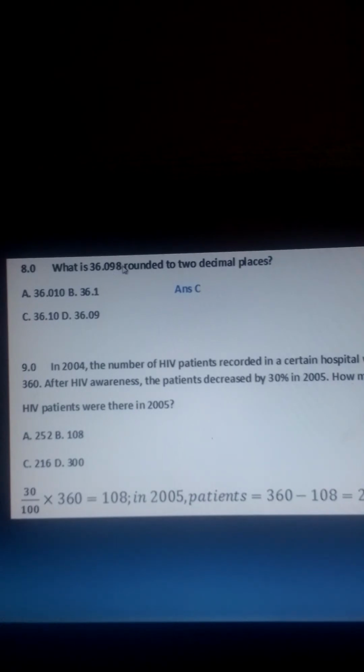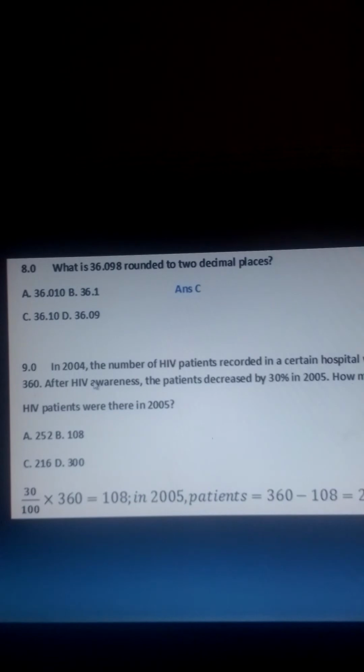Now 8 is ahead of this 9. So it makes it become 10. So that will become 36.10. So the answer is C, 36.10. This number is similar to this one here. But because we are required to give it to 2 decimal places, that's why you're choosing this one here, C. Let's go to number 9.